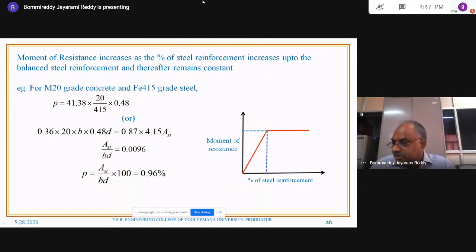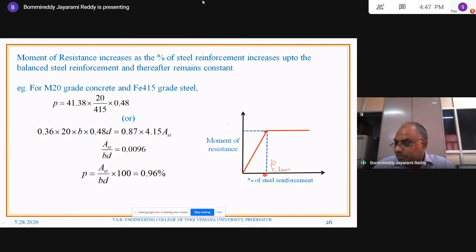As the percentage of steel increases, the moment of resistance also increases up to the balanced section. This is called the percentage of steel limiting. This is the limiting percentage of steel reinforcement, that means the steel reinforcement percentage required for the balanced section.